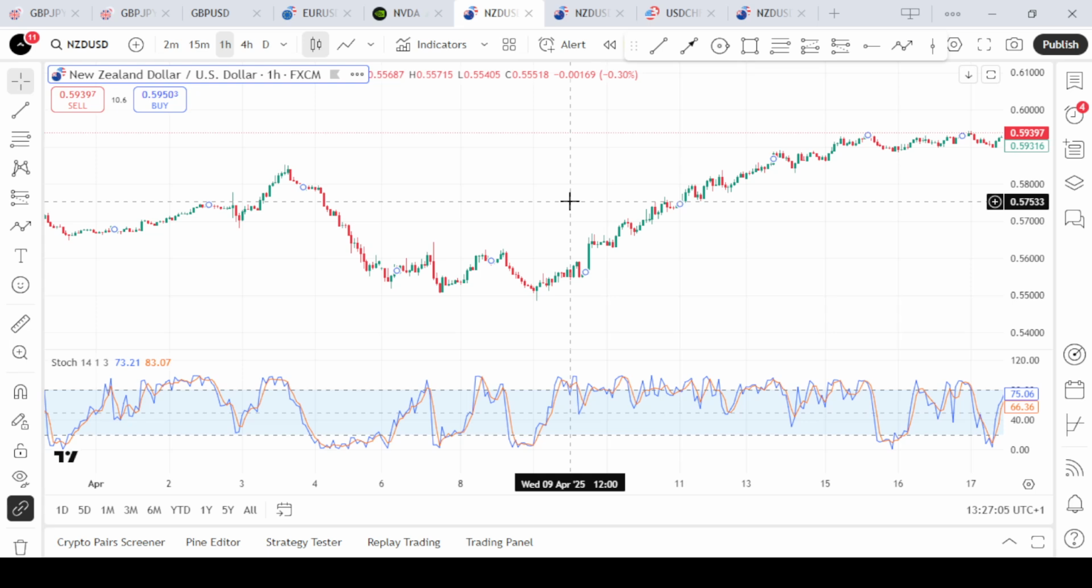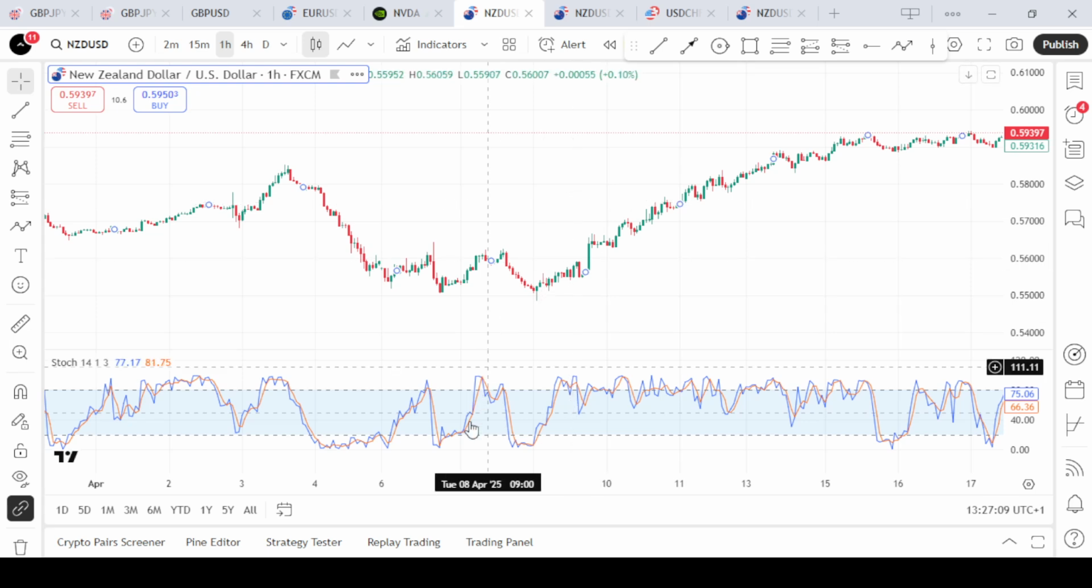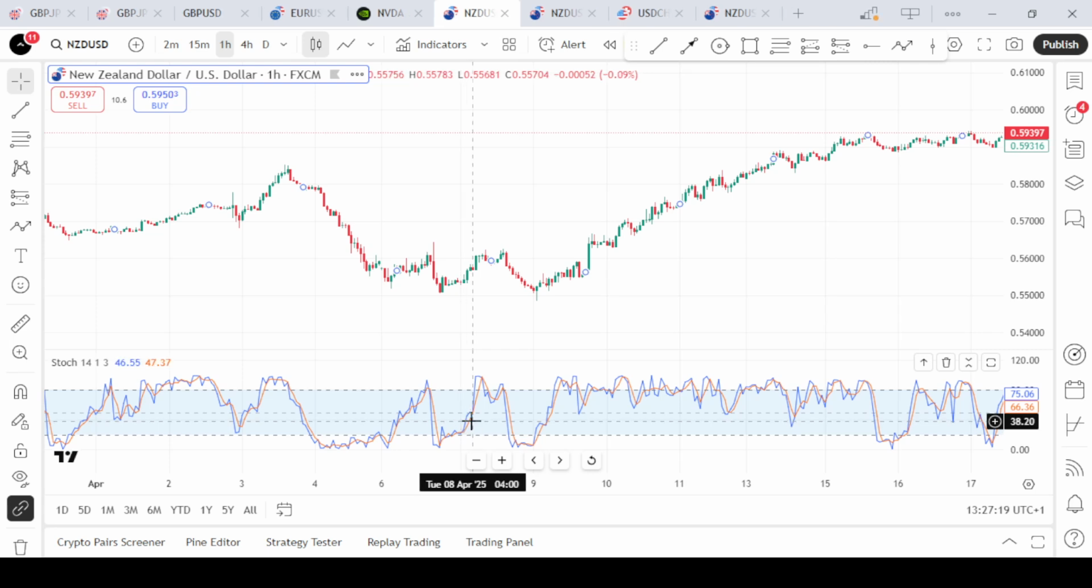The stochastic oscillator consists of two main lines, the fast line and the slow line. The fast line is calculated using a formula that compares the current closing price to the recent high-low range. The slow line is a moving average of the fast line, which helps smoothen out the signal.